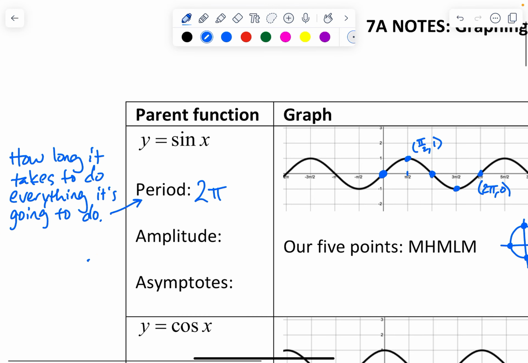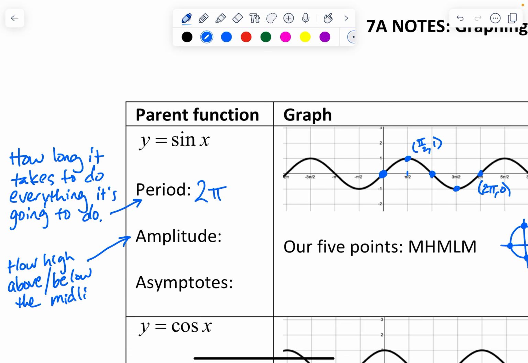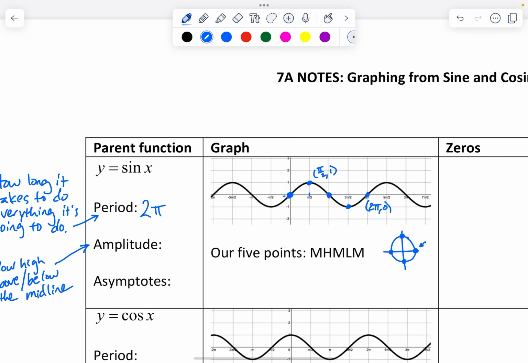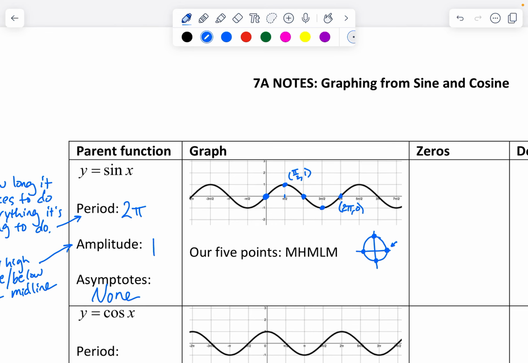The amplitude is how high above, or it could be below, the midline we go. So the midline here is our middle. Right here was at 0. Well, we went 1 unit up. We went 1 unit down. Okay, so the amplitude is 1. Do you see any asymptotes? No. You will always tell me none, or you could write NA. Okay, and so this is what we look at here with our parent function of sine.